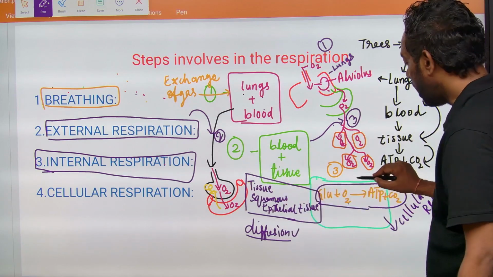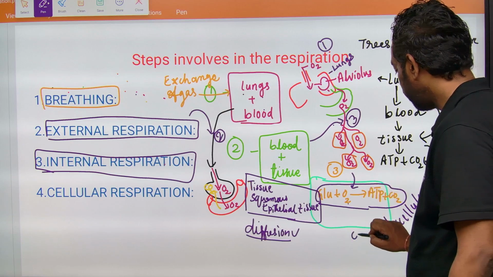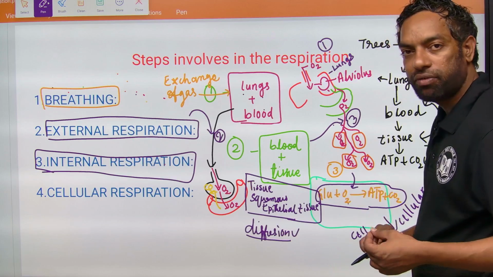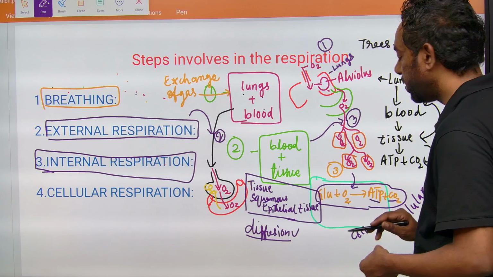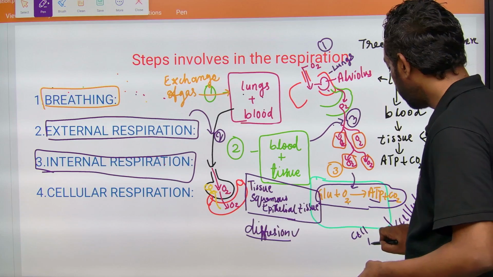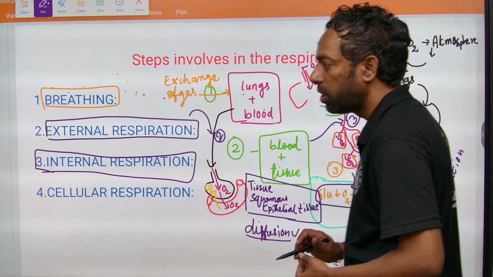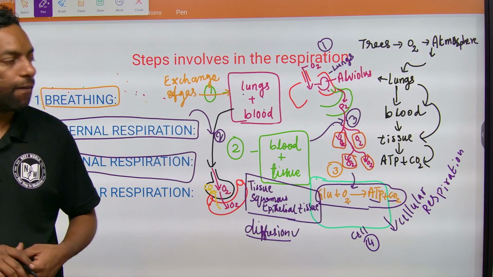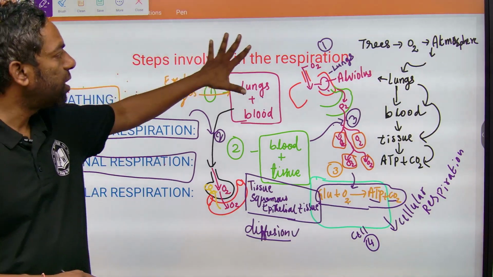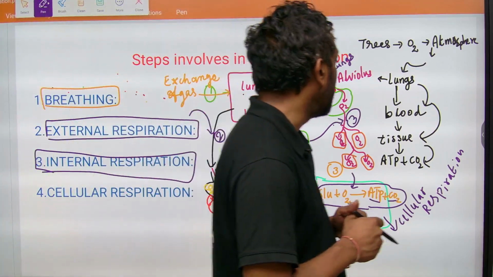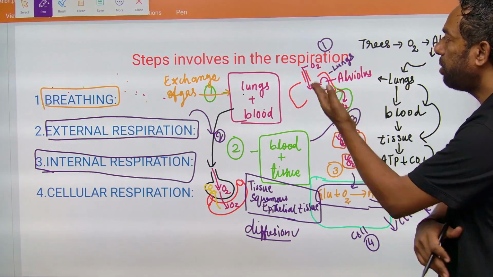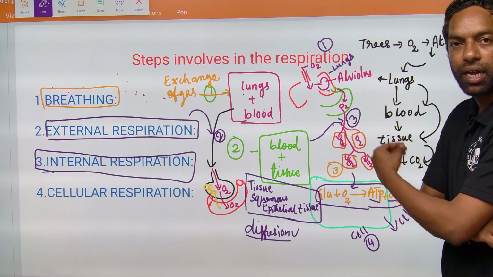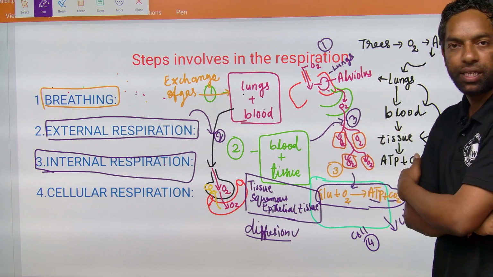And the fourth step: after reaching the cell, the oxygen can break down the food particle, which is glucose, to release ATP and CO2. This is the fourth step, cellular respiration. Just look here, how many steps are involved. The steps involved in respiration, I am going to explain again, guys. Breathing is one step, then external respiration, internal respiration, and cellular respiration.